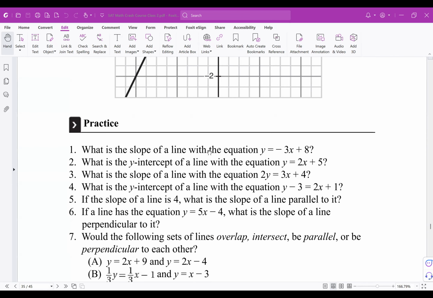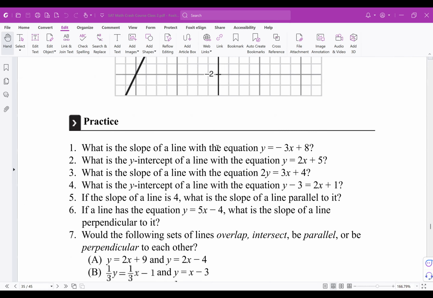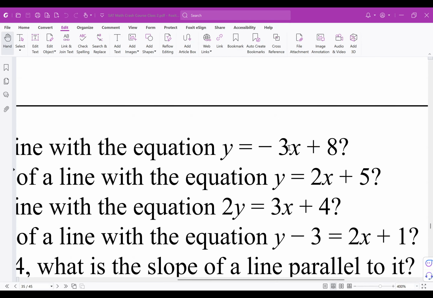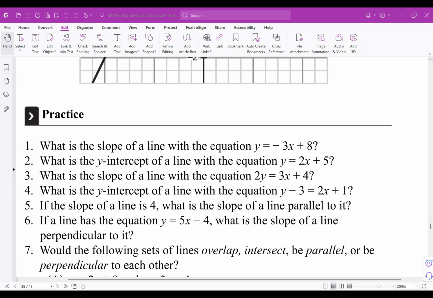What is the slope of a line with the equation y equals -3x plus 8? This is very simple. The slope of the line of this equation is -3, because if we compare, this is basically m equals -3, right? What is the y-intercept of a line with the equation y equals 2x plus 5?